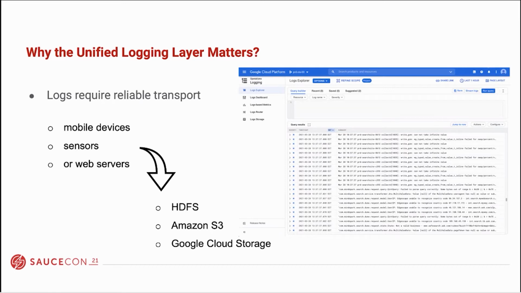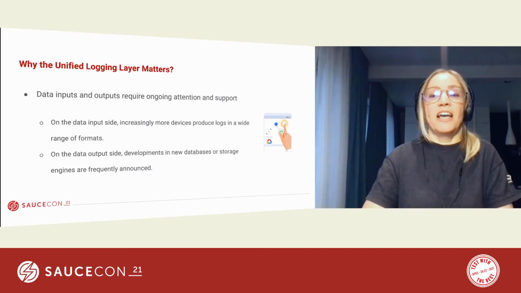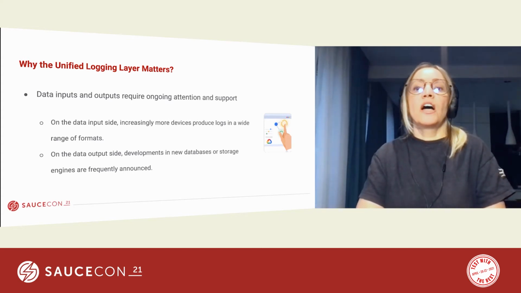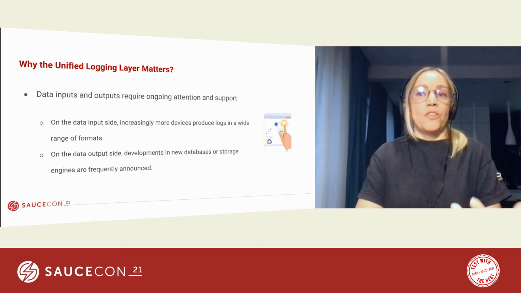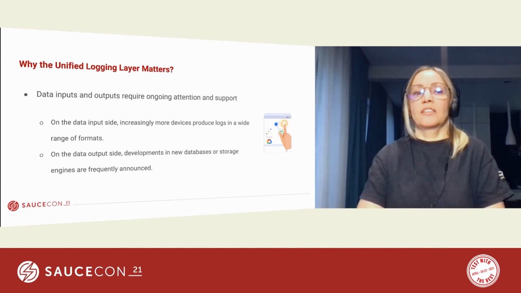Transporting massive quantities of logs over a network creates a technical challenge. At minimum, the transport mechanism must be able to cope with network failures and not lose any data. Ideally, it should be able to prevent data duplication. Today, collecting and storing logs is more complex than ever. On the data input side, increasingly more devices produce logs in a wide range of formats. On the data output side, new databases and storage engines are frequently announced. Maintaining logging pipelines with so many data inputs and outputs is a challenge, and it must be addressed in a manageable way.